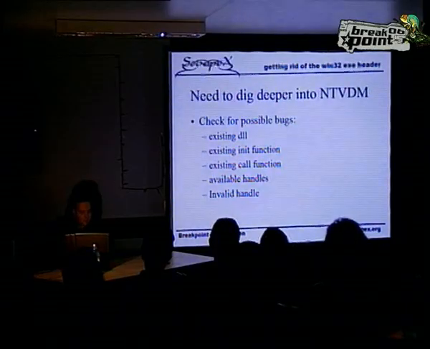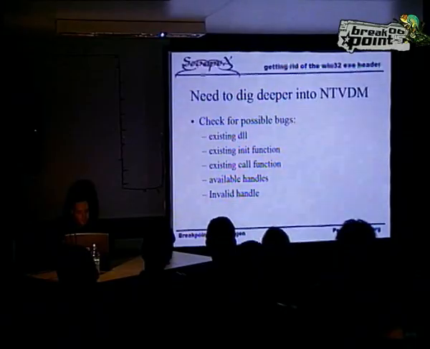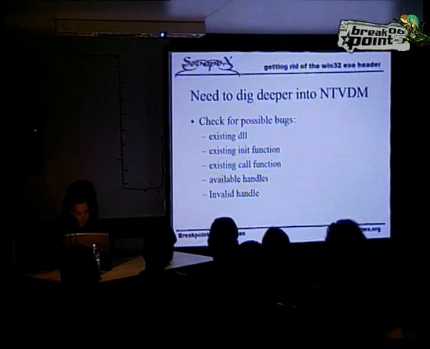Basically I was searching for possible bugs, like: did they really handle all the error cases? What did they do if the DLL did not exist, or if the DLL was invalid? Would it crash, or would it help me to get a callback? What will happen if the init function does not exist? What will happen if the call function does not exist?